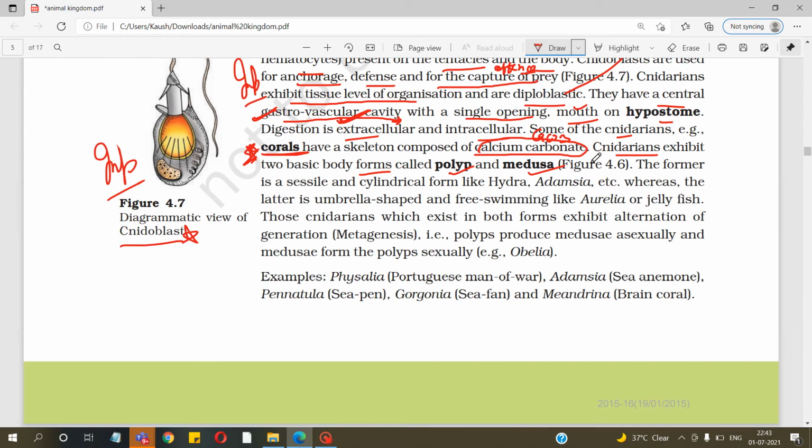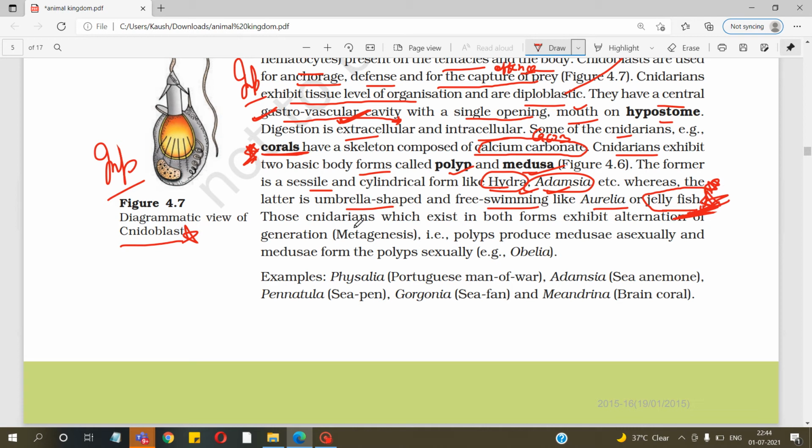One more example of sessile is hydra. Hydra, you might have heard of hydra. Adamsia, they both have sessile form. They cannot move from their place. They are fixed on the sea surface, you can say. And if we talk about the umbrella shape or medusa form, that is free swimming like Aurelia, that is also called jellyfish. Okay, this is called a fish, but it is not included in Pisces. This is specifically included in Coelentrata. So this is an exception. It is named as a fish, but it is not a fish.